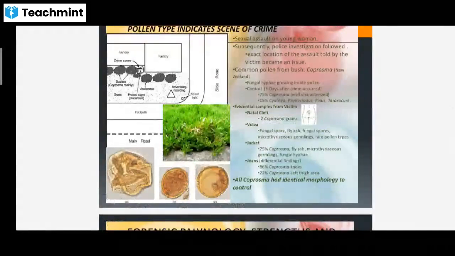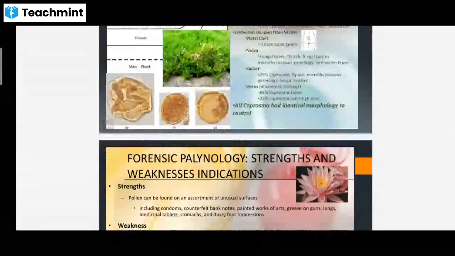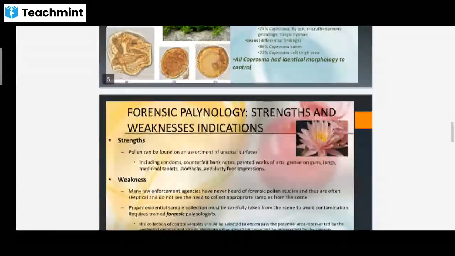Vulva, fungal spore, fly ash, fungal spores, Microthyriaceae, germlings, jackets, 25% Coprosma, fly ash, Microthyriaceae, germling, fungal hyphae. All Coprosma had identical morphology to control.